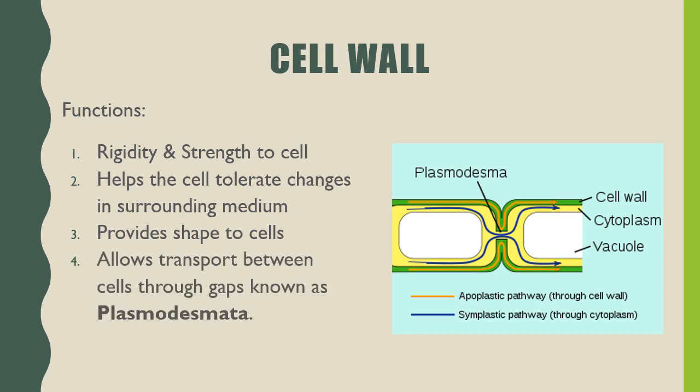Fourth, now you just saw that unlike cell membrane, the cell wall is not a living part. It is impermeable. Cell membrane was permeable. In fact, it was selectively permeable. Cell wall is impermeable. So, how does a plant cell transport material to its adjacent cell? It does so through gaps known as plasmodesmata. So, cell wall has gaps known as plasmodesmata or plasmodesma, which allows for transport between cells through these gaps.